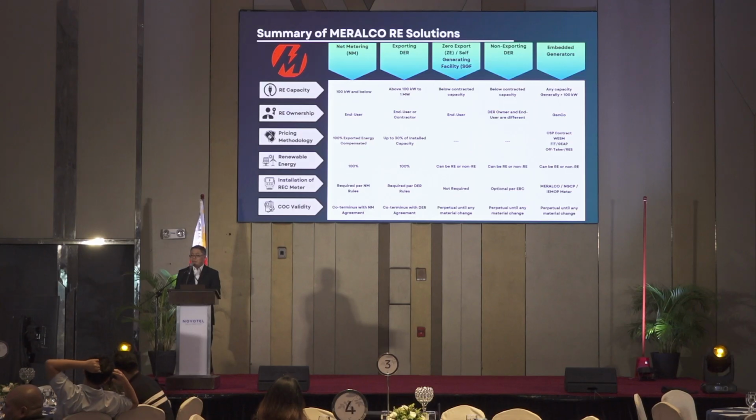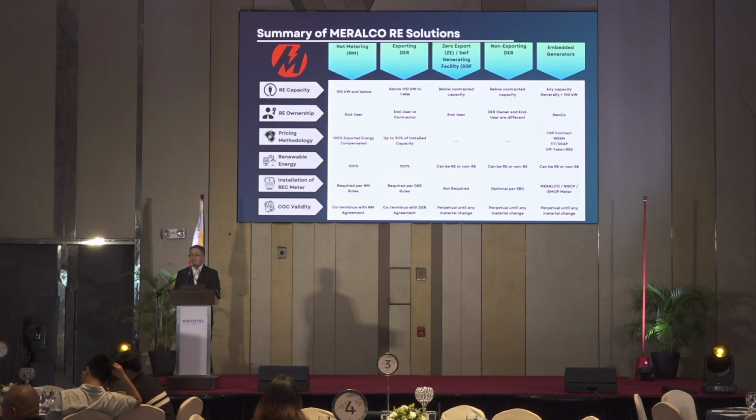Okay, so here's a brief summary of Meralco's RE solutions. As mentioned before, we have net metering and its partner, exporting DER. As mentioned, they are both operating on the principle that you can offset your own consumption, and if you have any excess, you can sell it off to the grid. For net metering, the RE capacity is 100 kilowatts and below. And for exporting DER, it's above 100 up to a maximum of 1 megawatt.